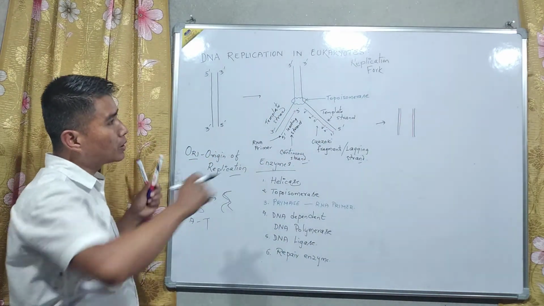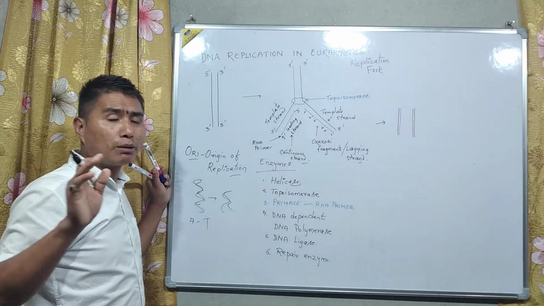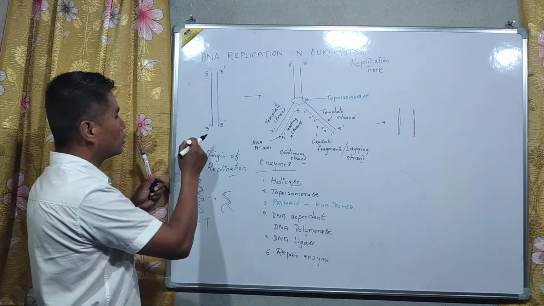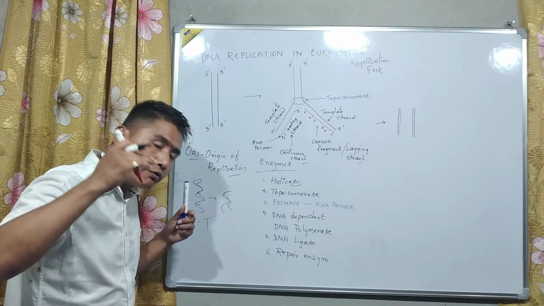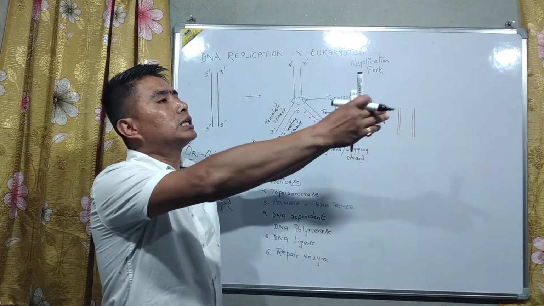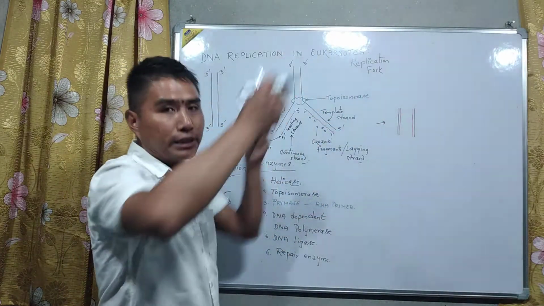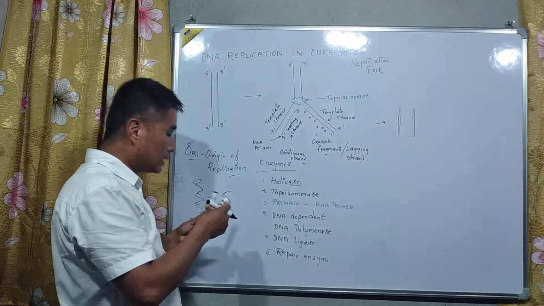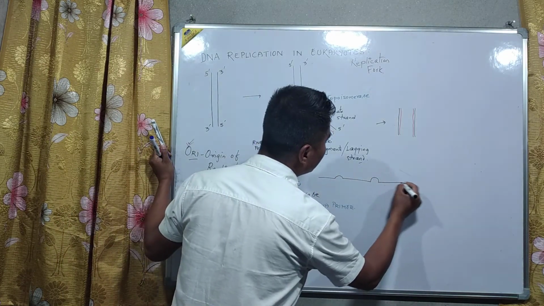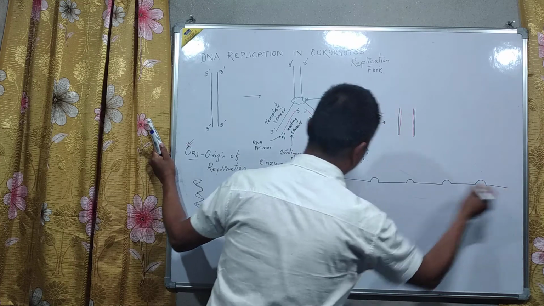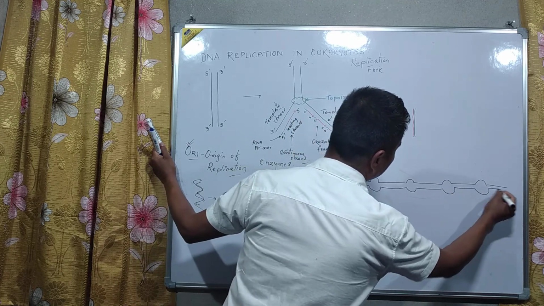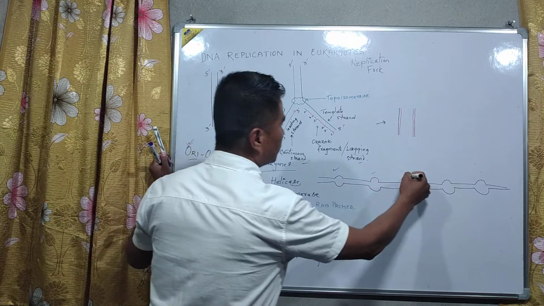But since the DNA double helix is very long, if there were only one origin of replication, it would be a very time-consuming process for the whole DNA to open up and for the whole new set of DNA strands to be formed along the whole length of DNA. Got my point? So that is why, instead of having only one origin of replication, DNA will have many origins of replication. These all are origins of replication.